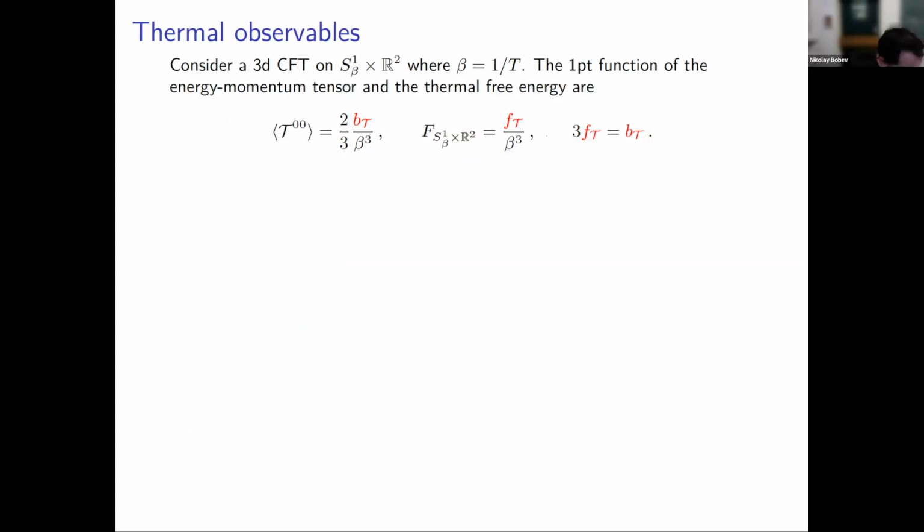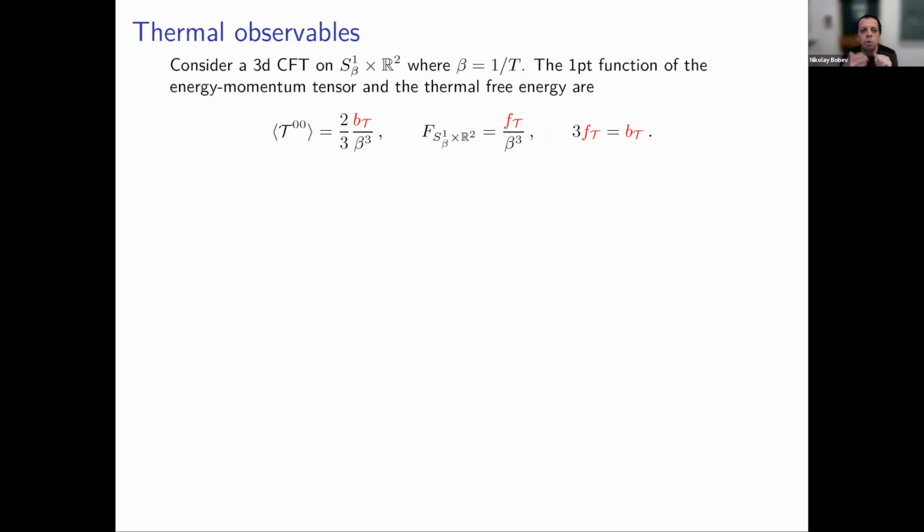I think I'm almost on time, so if you give me 2 more minutes, I will tell you about thermal observables. Is that okay? Yeah, sure. Okay, good.